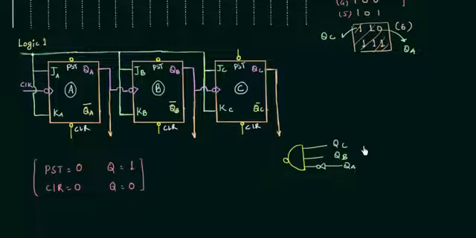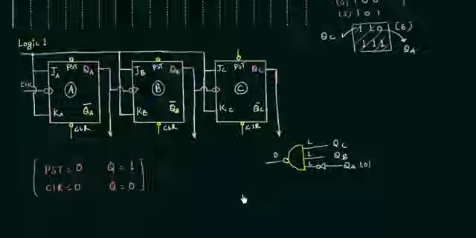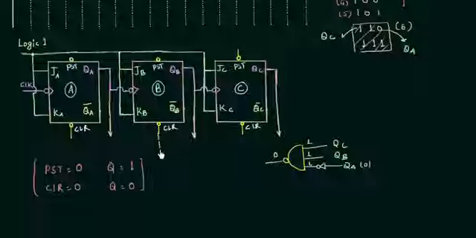Now you can see when we have 6, it means I have 1, 1 and 1 here. QA is 0 in case of 6, and this NOT gate will make it 1. So this NAND gate will have output equal to 0, and this output will be given to all the clear inputs of the 3 flip-flops.